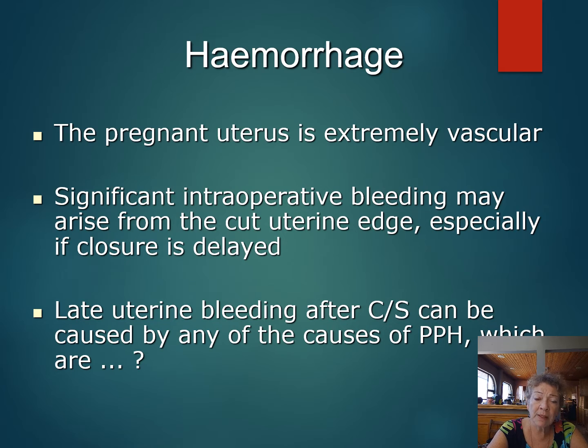Why hemorrhage? Well, first of all, the pregnant uterus is extremely vascular. So at the time of cesarean section, the blood loss can be significant.